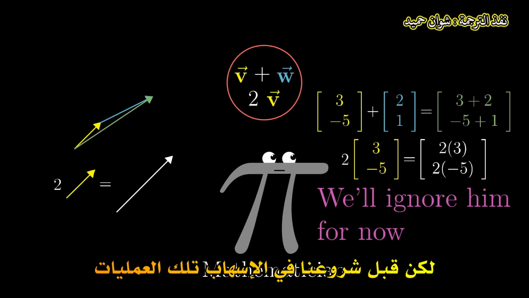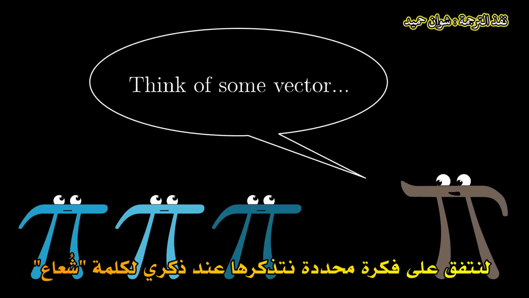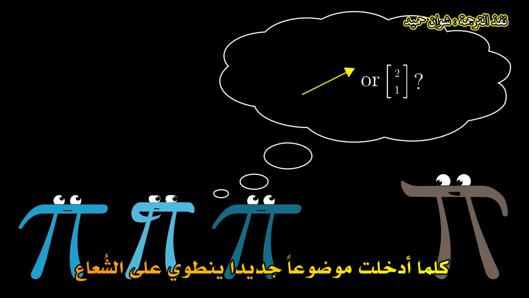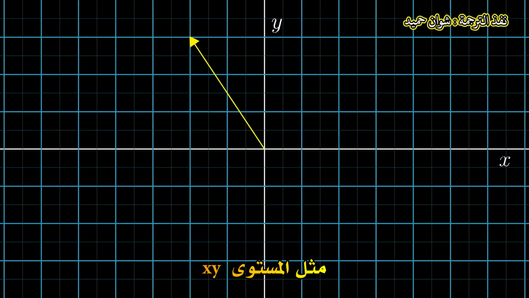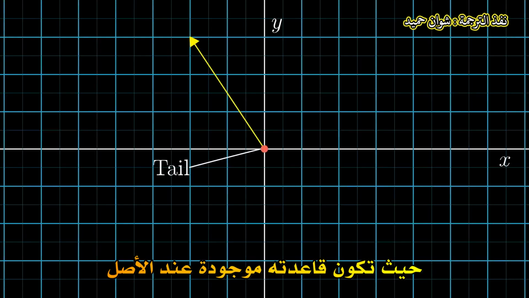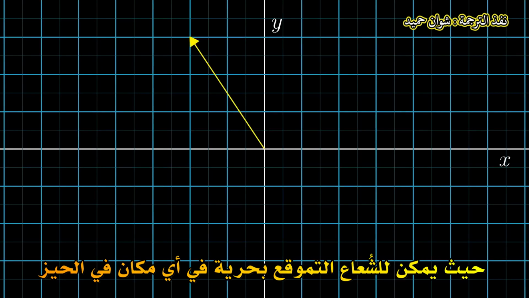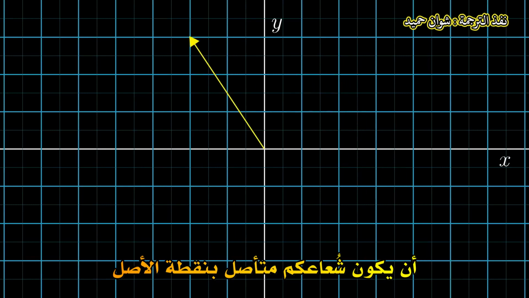But before I talk about those operations, let's just settle in on a specific thought to have in mind when I say the word vector. Given the geometric focus that I'm shooting for here, whenever I introduce a new topic involving vectors, I want you to first think about an arrow, and specifically, think about that arrow inside a coordinate system, like the xy plane, with its tail sitting at the origin. This is a little bit different from the physics student perspective, where vectors can freely sit anywhere they want in space. In linear algebra, it's almost always the case that your vector will be rooted at the origin.